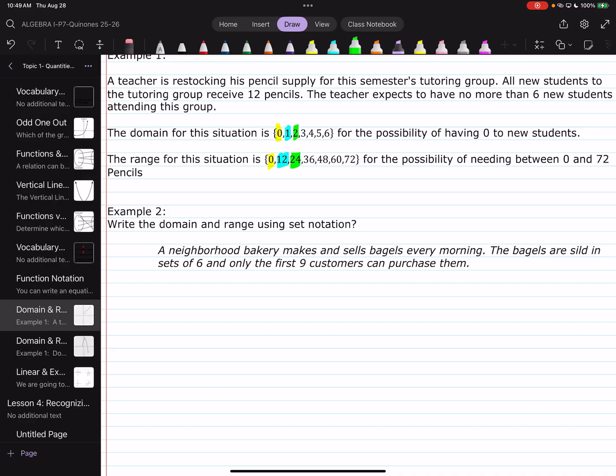So then which is my independent then? The people. Peoples are my customers, right? Or my domain, right? And meaning that the bagels that I give out is my range.